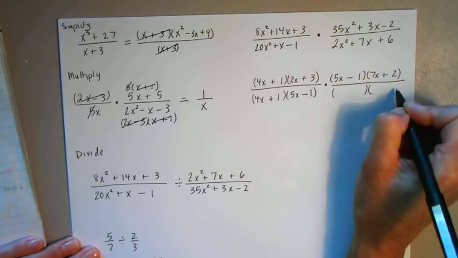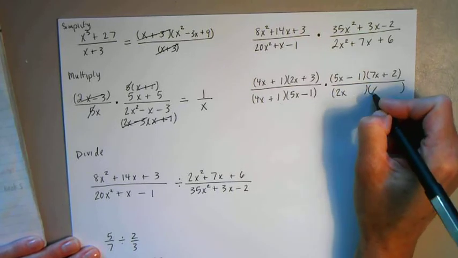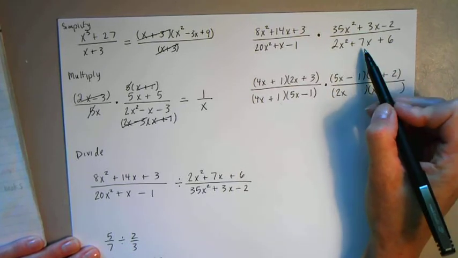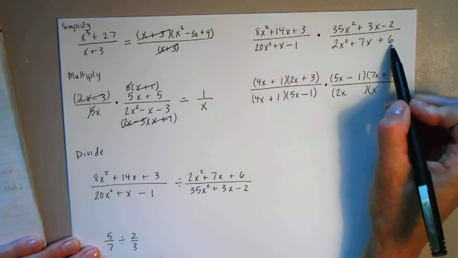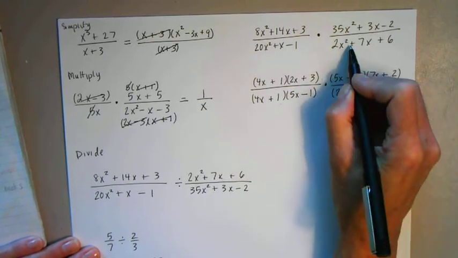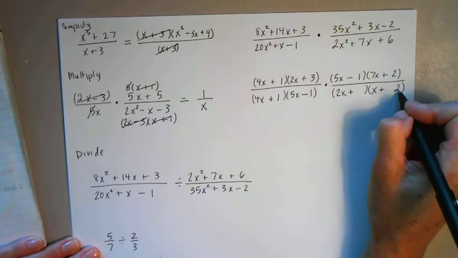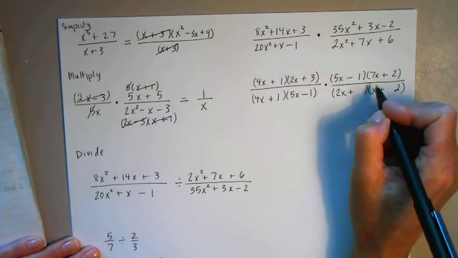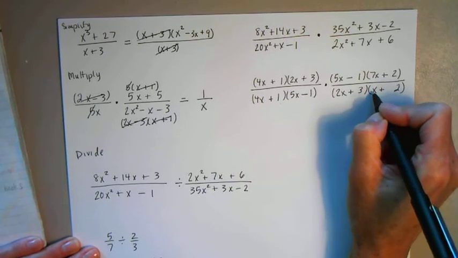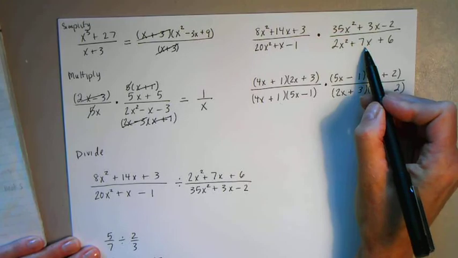On my bottom, this time I know the only thing that can be 2x squared is 2x times x, and they have to add up to 7 and multiply to be 6. I know both my signs are positive because both of those are positive, and so I can see that I'm going to put a 2 here, so I get 4, and a 3 here, so I get 3, so 3x plus 4x is my 7x.